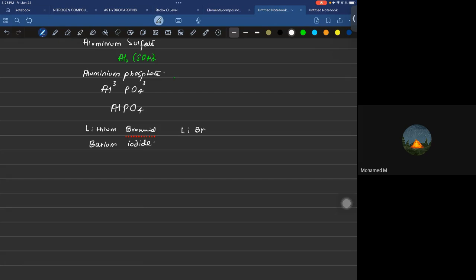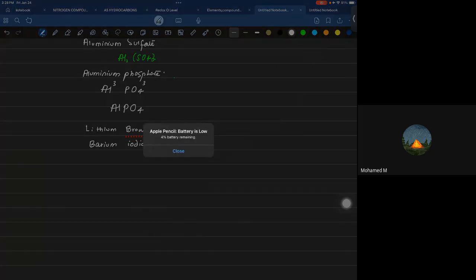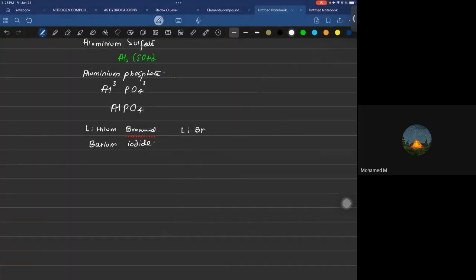And then barium iodide. Barium is in group 2. Iodine is in group 7. So it'll be BaI2. Why I2? Because barium's valency is 2 because it's in group 2. They swap. Exactly.